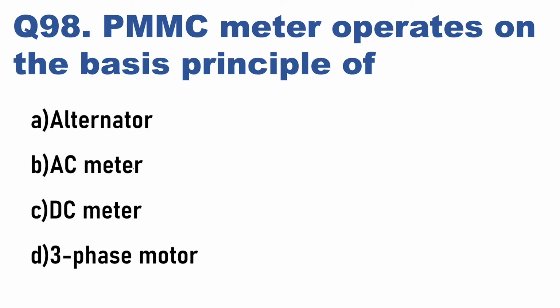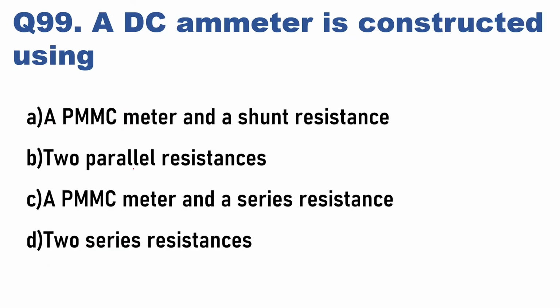PMMC, that is permanent magnet moving coil meter, operates on the basis of the principle of what? Alternator, AC meter, DC meter, or three-phase motor. So it is DC meter. So PMMC operates on the basic principle of a DC meter. So here you can see option C, DC meter is the right answer. Then we'll go to the next question.